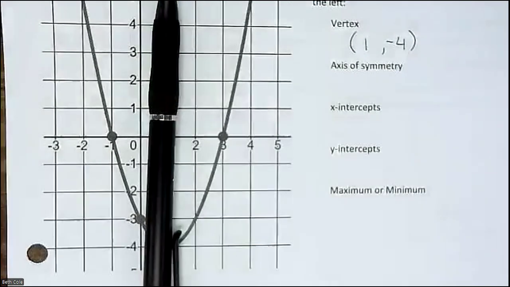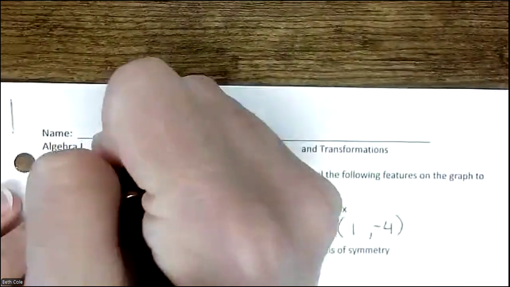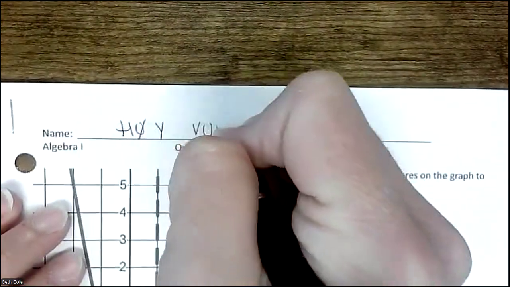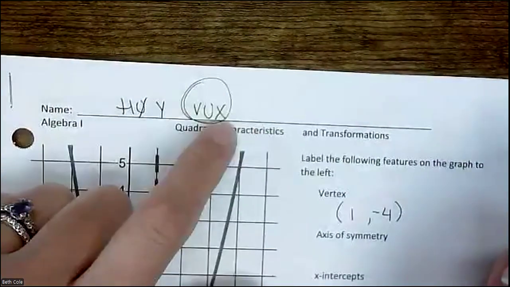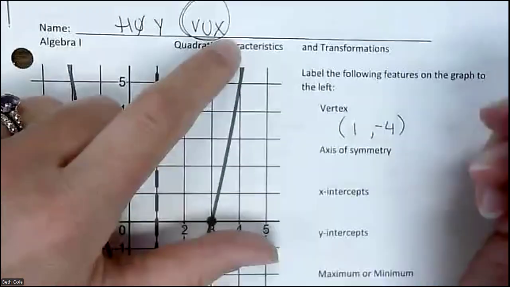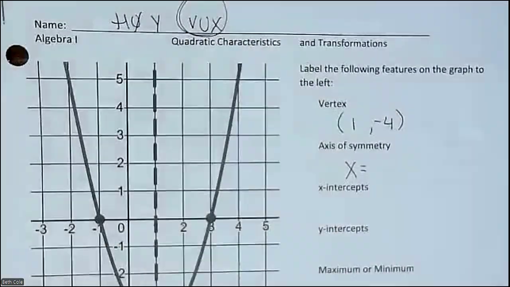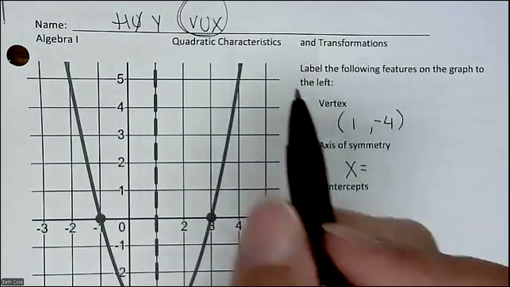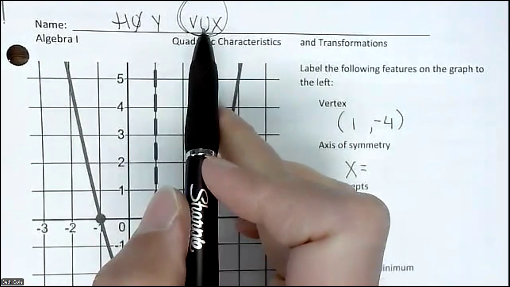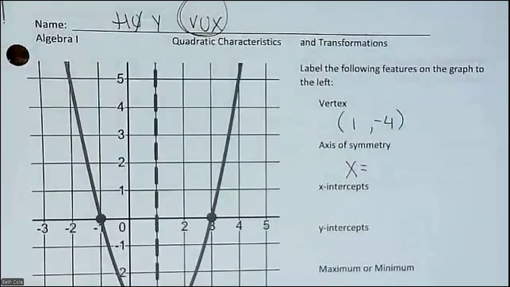Now that's a vertical line. Do you remember VUX? Vertical means it is x equals, okay? So your axis of symmetry is always going to be x equals something. It's always going to be a vertical line. That's VUX. What does the U stand for? Undefined. Good job. I knew what you meant.